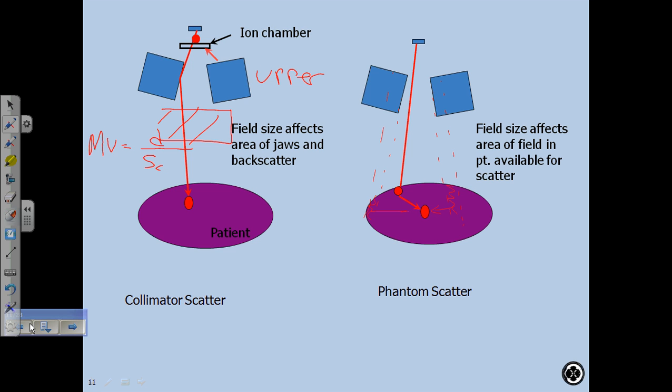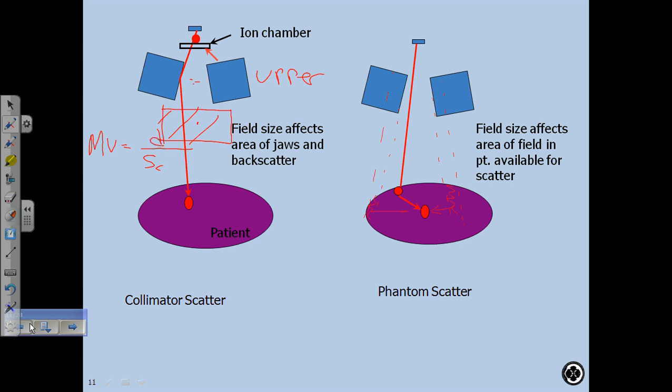X. Oh, on the Varian machine it's X. I don't know. But anyway, these are the X jaws and the Y jaws are the upper jaws. So is the field size of the X jaws going to affect the backscatter? No, they're too far away. So they're really not going to affect that. It's really just the effect of the Y jaws that is going to affect the monitor ion chamber.